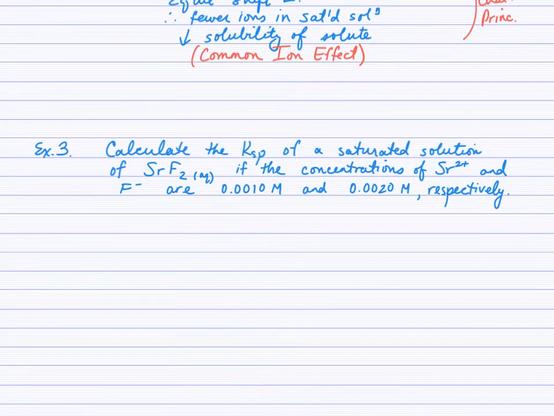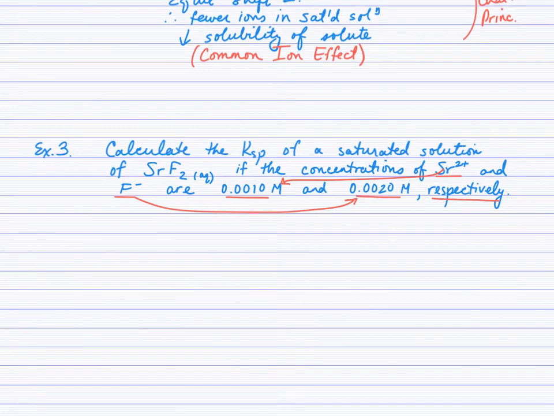Okay, a third example, perhaps more straightforward than the previous two, asks you to calculate the KSP of a saturated solution of strontium fluoride given these concentrations of ions. You'll notice I use the term respectively at the end, and that tells you that the order that the ions are listed in, corresponding concentrations follow in that order. So the strontium ion concentration is here and the fluoride ion concentration is here. So in this question we're asked to calculate KSP. That's the only time you can't look it up. You have to use the information from the question in order to calculate KSP.